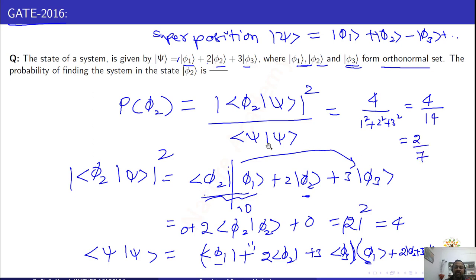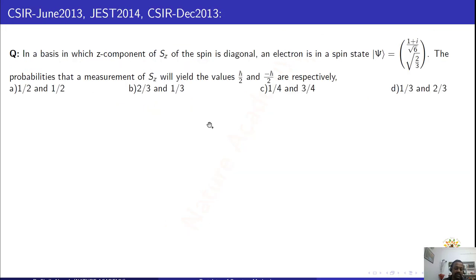So the probability of obtaining the system in the state psi 2 will be 2 by 7. I hope it is clear to you. So moving on to another problem, this is a very important problem. This question appeared many times.